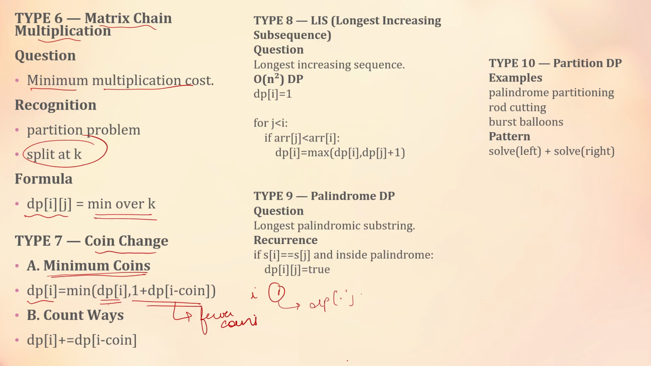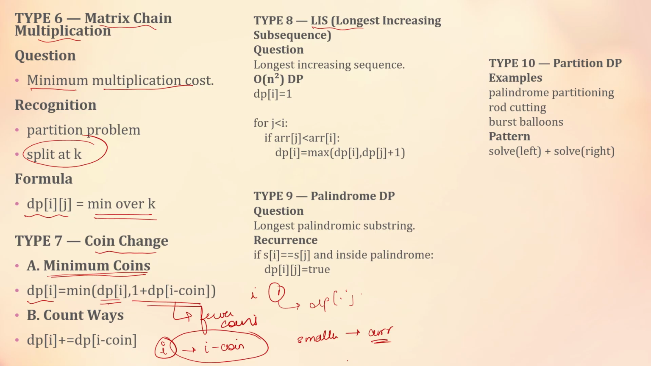Now, in case of count ways, you find the total number of combinations that sum up to the target amount. Now, the number of ways to reach the amount i will be equal to the sum of ways to reach i minus coin. That is your previous state. You are basically carrying over the possibility of the smaller amount to the current one. That is your bigger amount.